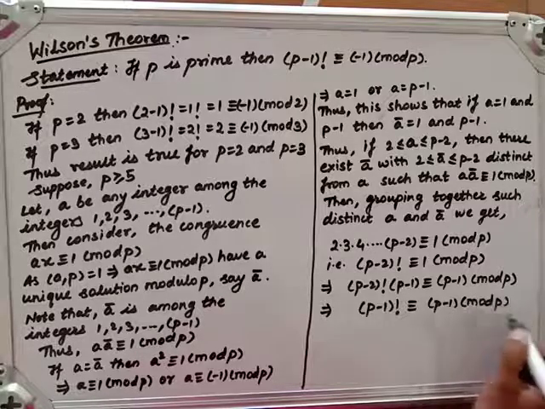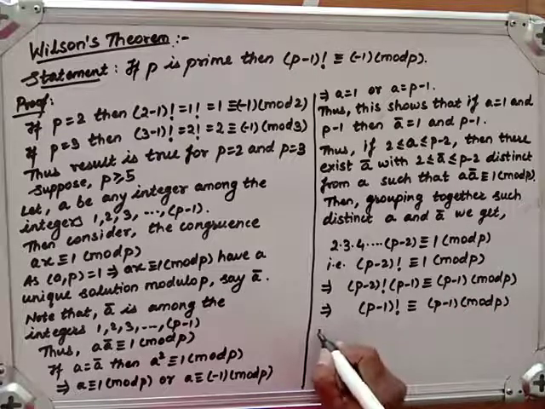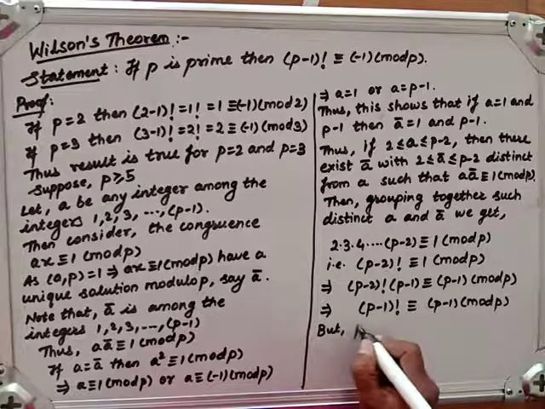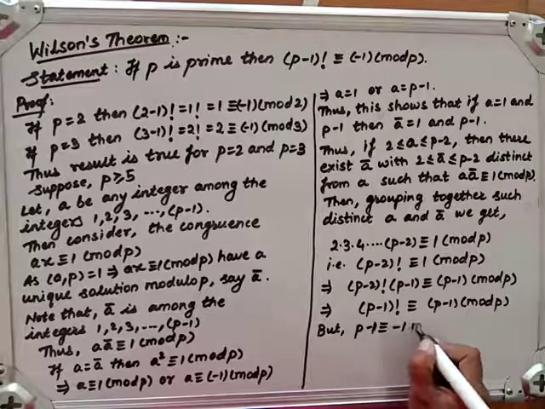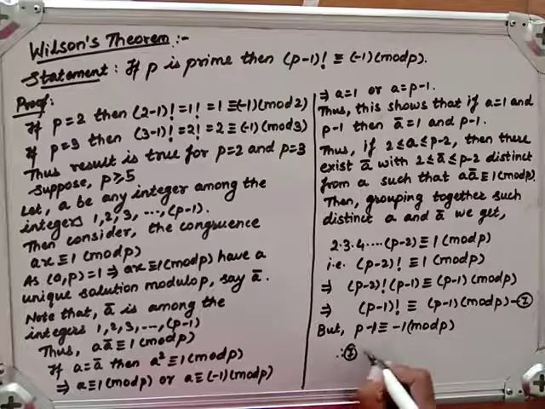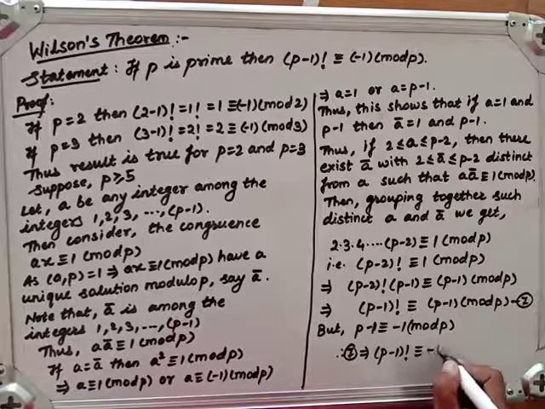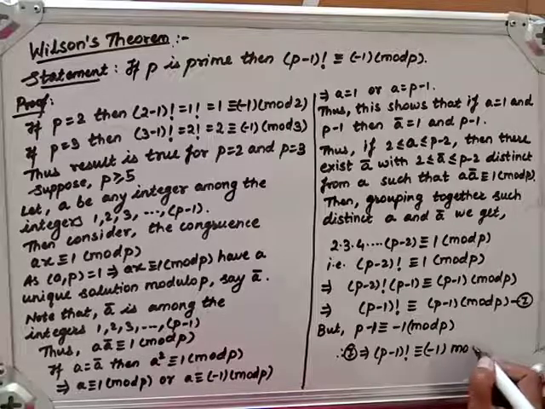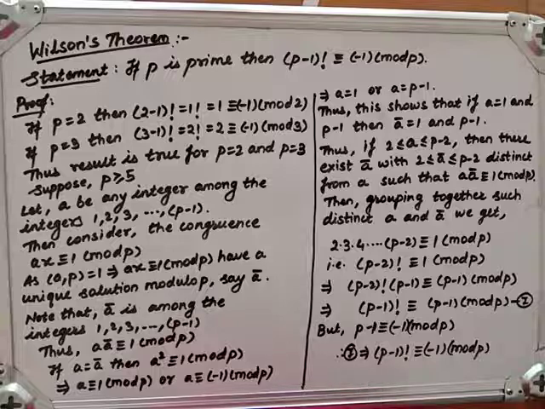But modulo p, p minus 1 is congruent to minus 1 modulo p. Therefore, let me say this is equation 1. Equation 1 implies p minus 1 factorial congruence to minus 1 modulo p. This will be the proof here. This is an important theorem.